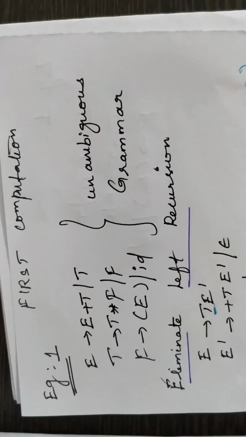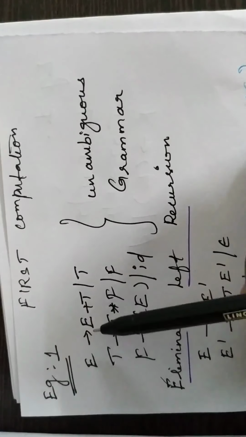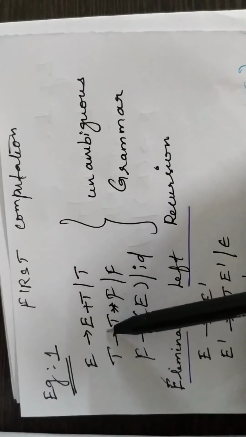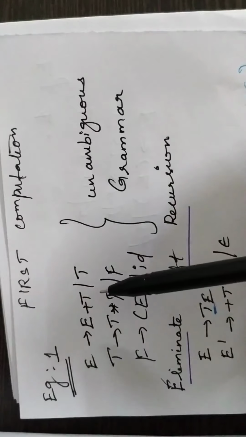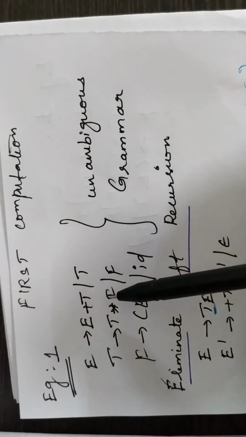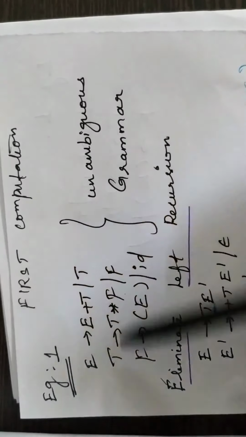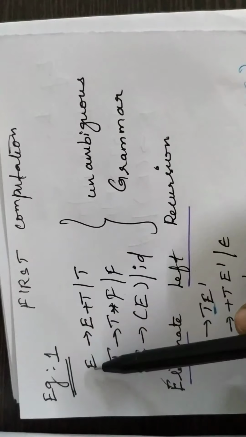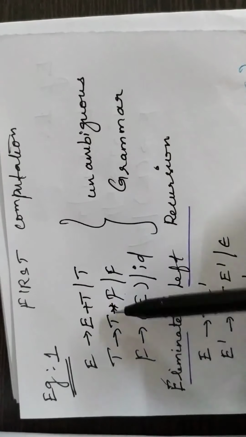Now let us discuss one example. Consider this grammar. This grammar is unambiguous grammar. Before doing first and follow computation, we need to check the ambiguity of the grammar. It should be unambiguous, with left factoring eliminated and left recursion eliminated. This grammar is unambiguous, but it has left recursion. Here E, here also E. The first symbol is E, so this is left recursion. This production also has left recursion.